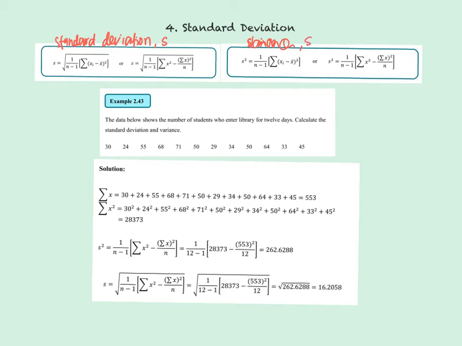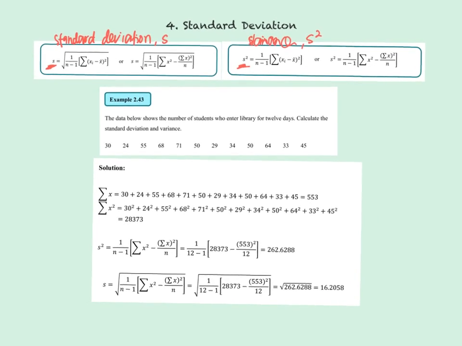The symbol for variance is S square. So the difference between standard deviation and S square is, for standard deviation, you need to square root the formula, but then for variance, we don't have the square root. Okay, so the formula will be given during final examination. Let's take a look at example 2.43.